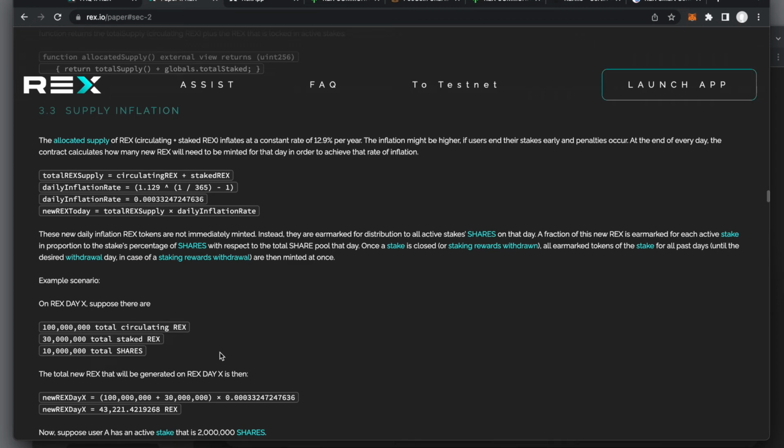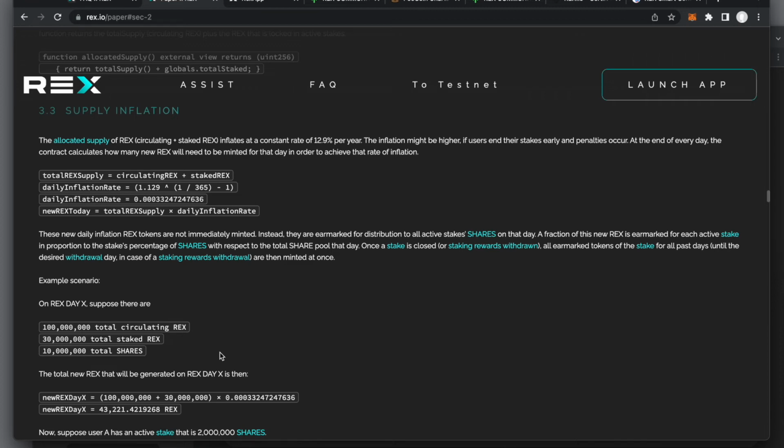0.0033247247636. I just have to say, I did help proofread this paper, and when I did the proofreading, I checked all the math. So I'm pretty sure that this math is correct, but please, everyone, always try your best to check yourself, and if you find any problems, don't hesitate to contact the team. So the new REX today equals the total REX supply times the daily inflation rate.